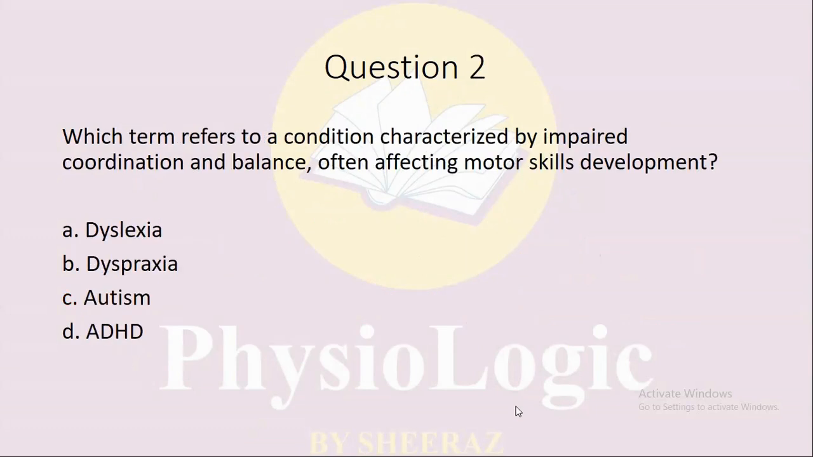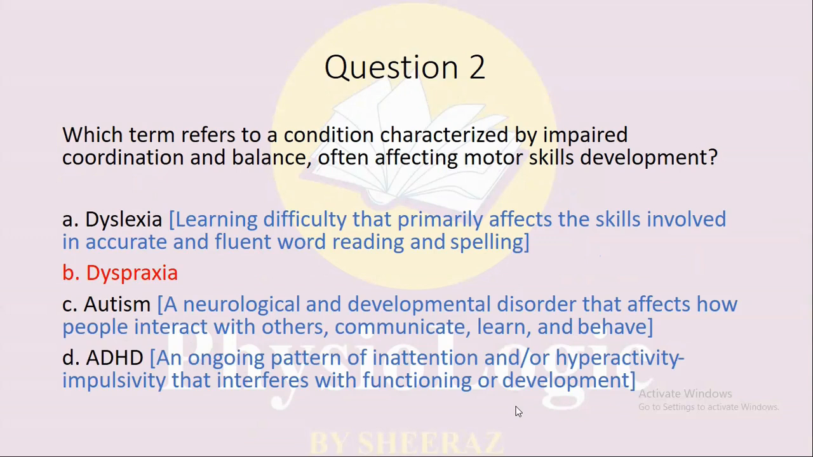Question number two. Which term refers to a condition characterized by impaired coordination and balance, often affecting motor skills development? Options are option A, dyslexia, option B, dyspraxia, option C, autism, and option D, ADHD, attention deficit hyperkinetic disorder. And the correct option is option B, dyspraxia.